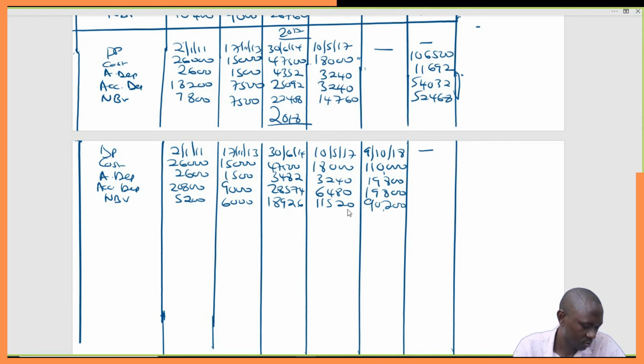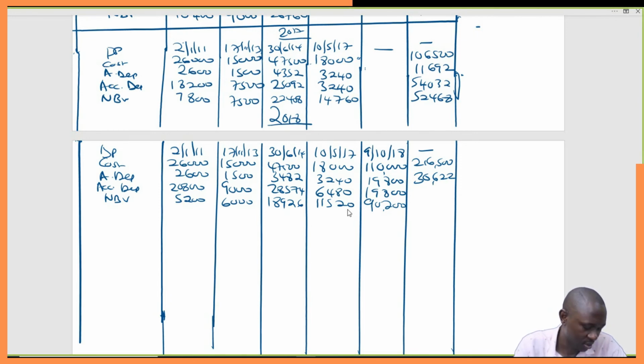So then what are the totals? Now we get 106,500 plus 110,000. That gives you 216,500. And then the total depreciation will be 41 plus that 482 plus 3240 plus 19,800. That is the annual depreciation, 3622. So it becomes very easy. These figures you can easily pick and cost them to the P&L.